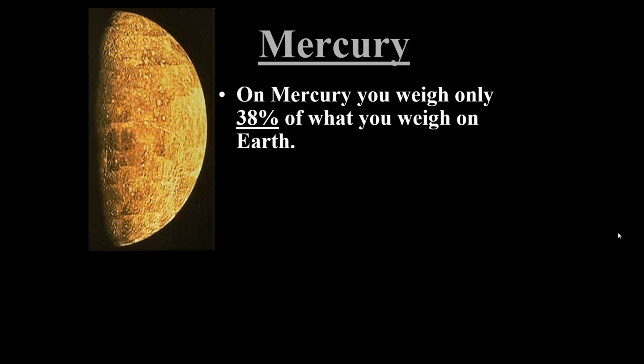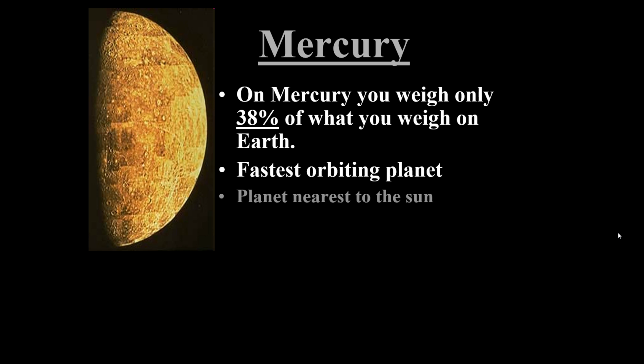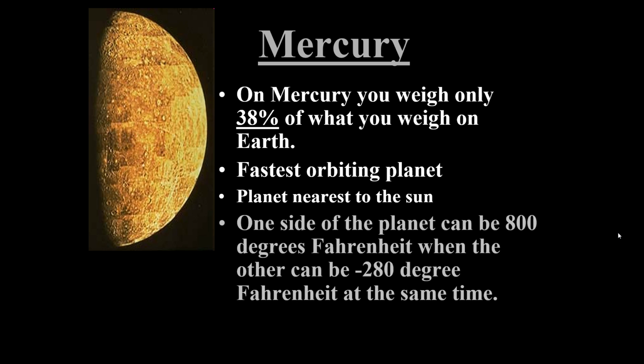Mercury. On Mercury, you weigh only 38% of your weight on Earth. Fastest orbiting planet. Planet nearest to the sun. One side of the planet can be 800 degrees Fahrenheit, when the other can be 280 degrees Fahrenheit at the same time.